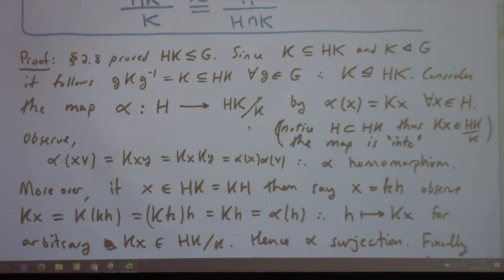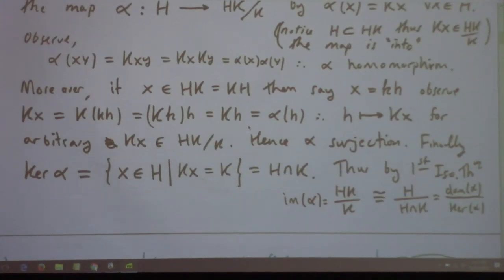Anyway, and then the kernel is the points that are in the intersection of H and K. And so the first isomorphism theorem proves the second isomorphism theorem, or the Diamond isomorphism theorem.